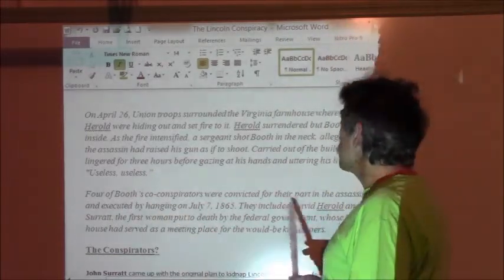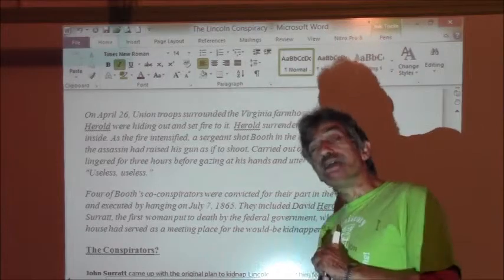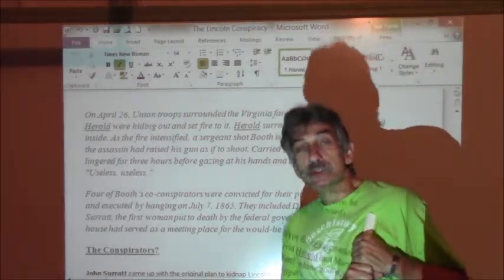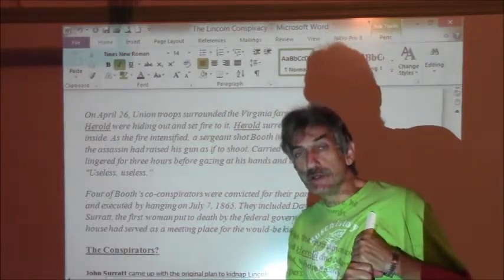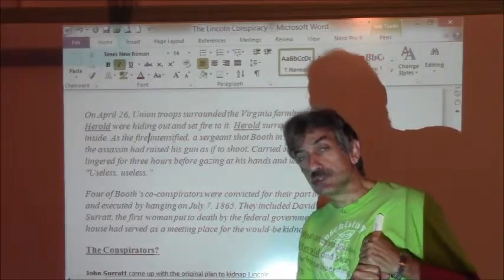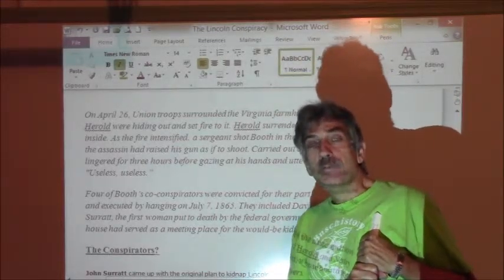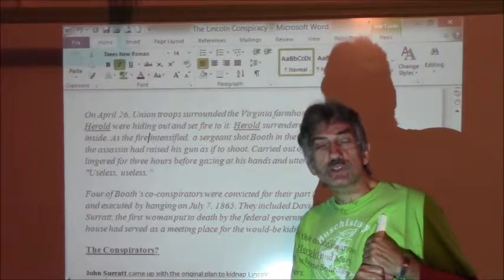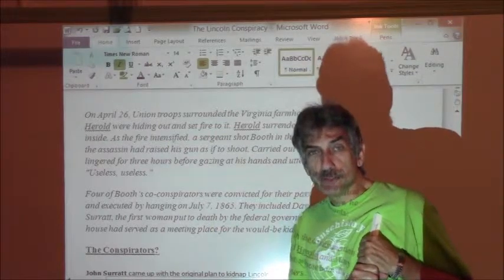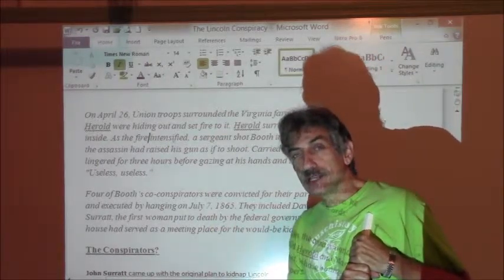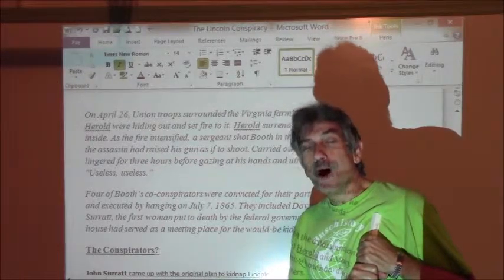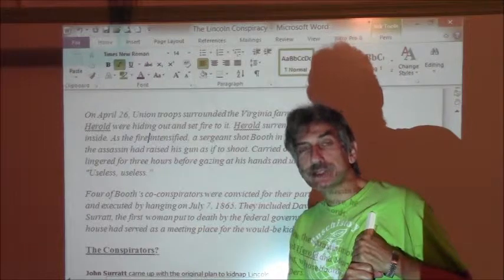Four of Booth's co-conspirators were convicted for their part in the assassination and executed by hanging on July 7, 1865, including Mary Surratt. She became the first woman ever executed by the federal government. We don't know about state government. She was the first woman ever executed, hanging, by the way, by the federal government. And it was interesting. It was a bright sunny day, and she was given a parasol as she stood up on the gallows, and they were putting the noose around her neck. So imagine the paradox. Let's be gentlemen while we're going to execute her. She claimed innocence until the end.